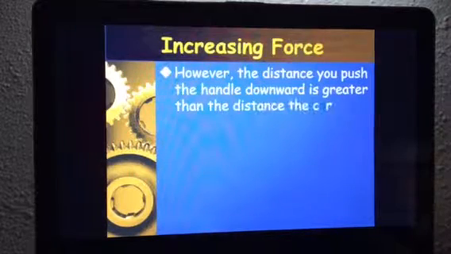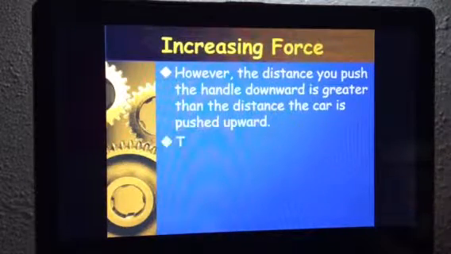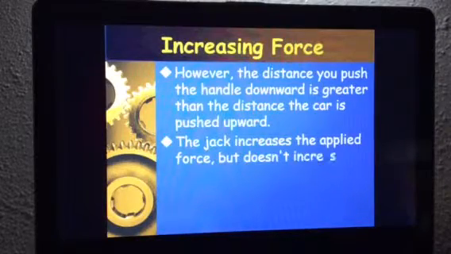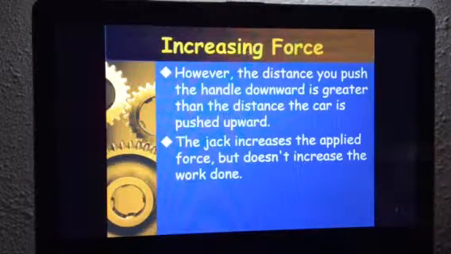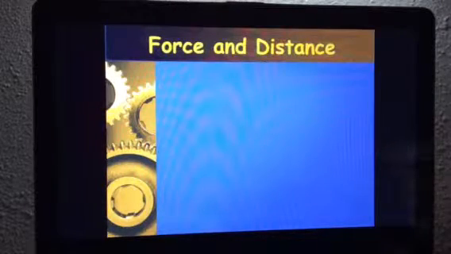However, the distance you push the handle down is greater than the distance the car is being pushed upward, but you have to remember that you do have a greater mass on the car than what you have, so your force is going to be a little different. The jack increases the applied force, but doesn't increase the work being done.